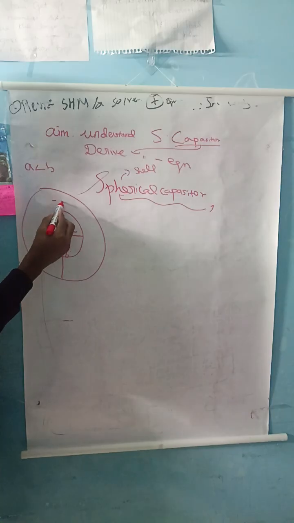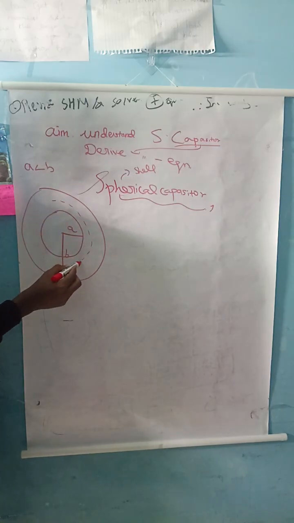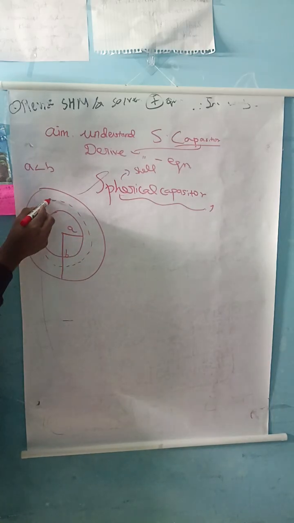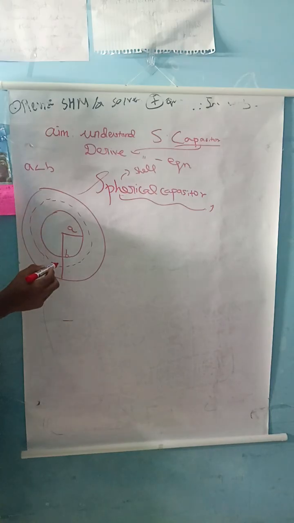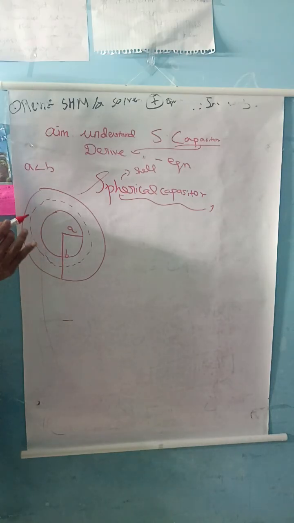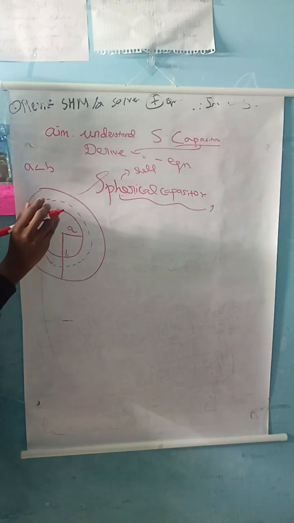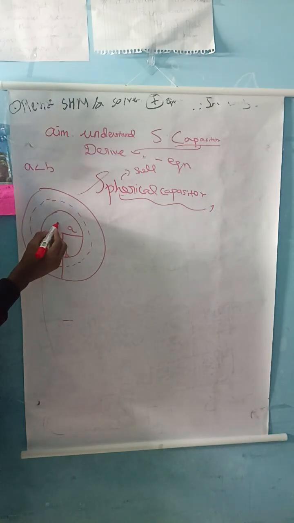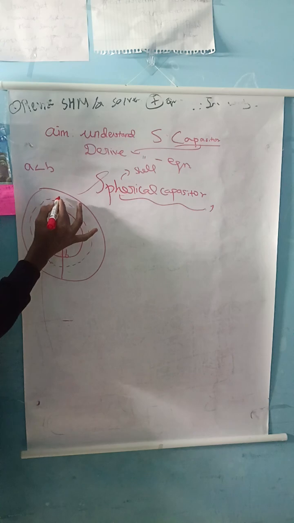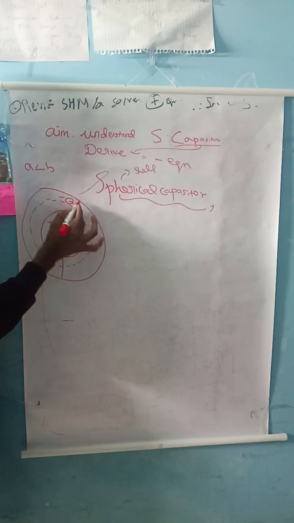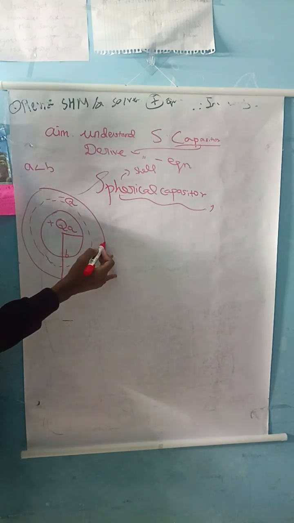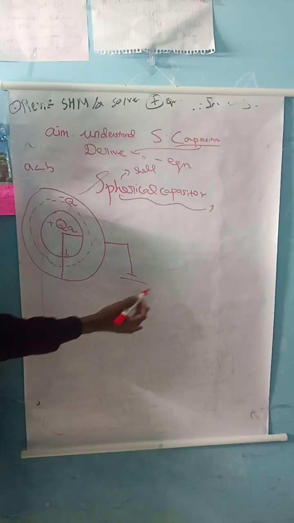Now let's take a Gaussian surface. Now what is a Gaussian surface? Before that, we have to consider the charges in it, right? Inside the shell there is a positive charge, and outside the shell there is a negative charge. And this outside is connected to earth.